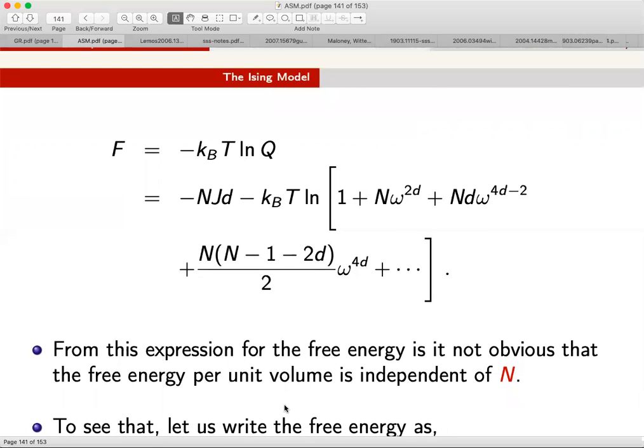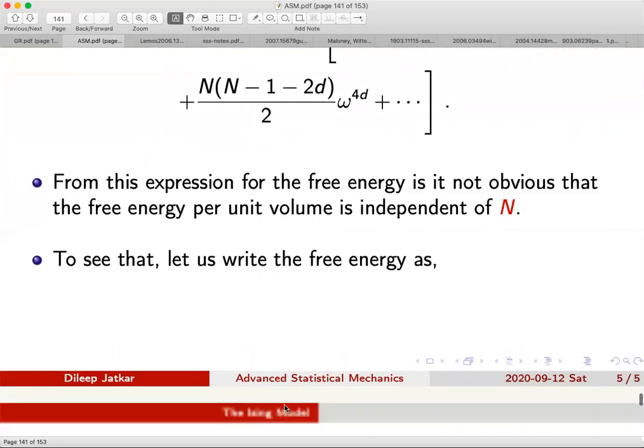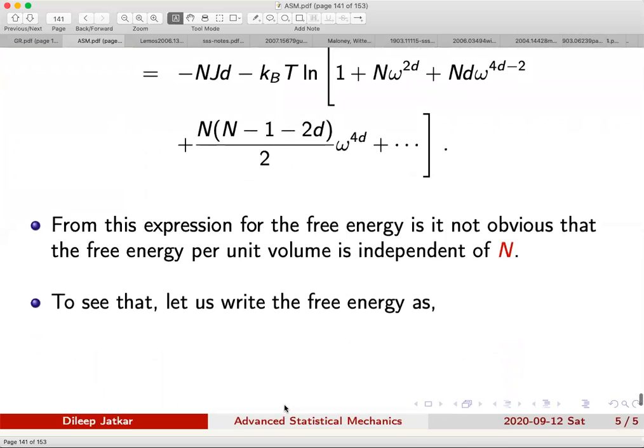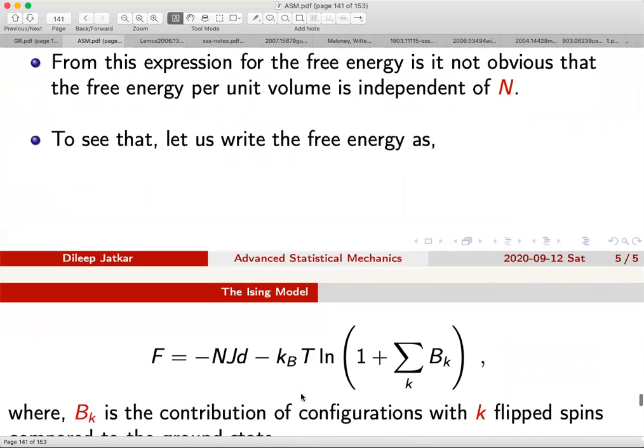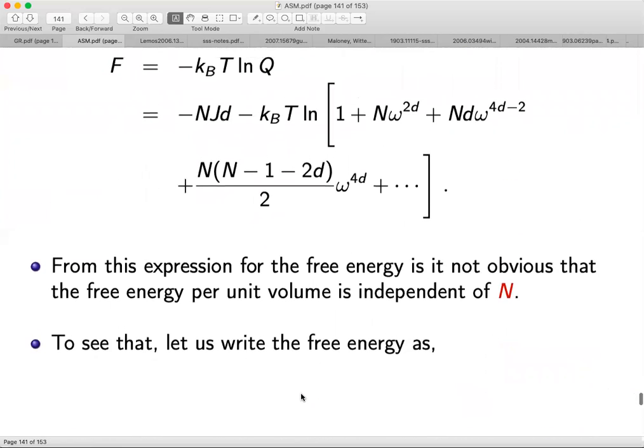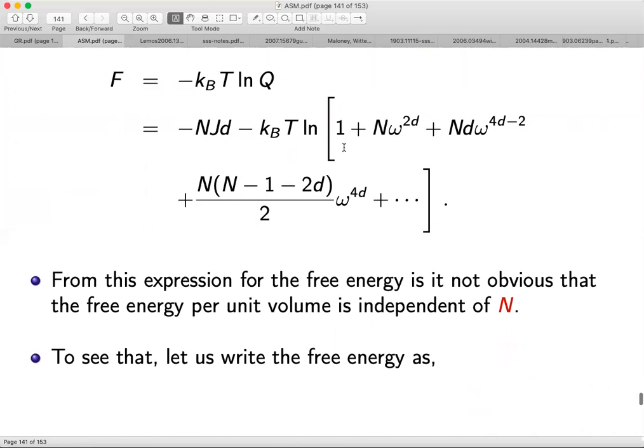So let's look at this expression and massage it a bit. The first thing is that let's write down this expression as 1 plus a sum over various quantities.